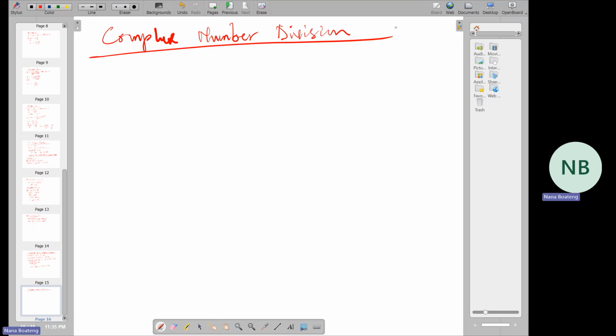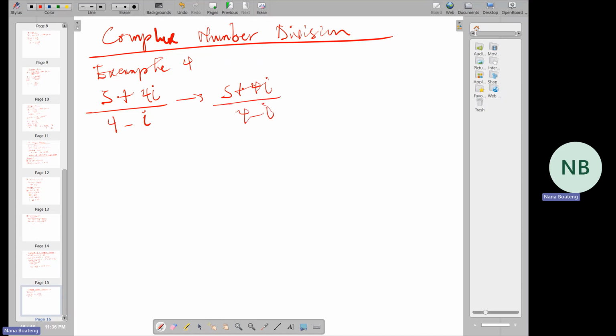Let's look at complex number division. Let's look at this example. If we have 5 plus 4i divided by 4 minus i, this becomes 5 plus 4i divided by 4 minus i, times the conjugate of the denominator, which is 4 plus i, divided by 4 plus i.